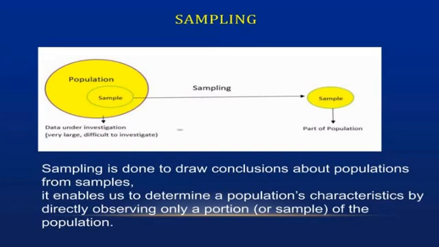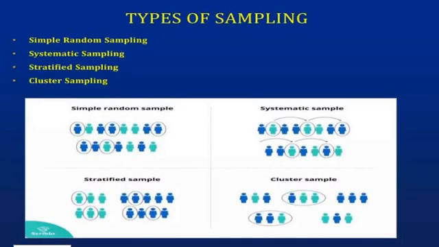Now let us discuss sampling. Sampling is done to draw conclusions about a population from samples. It enables us to determine a population's characteristics by directly observing only a portion or sample of the population, which is represented in the diagram. There are four types of sampling: simple random sampling, systematic sampling, stratified sampling, and cluster sampling.